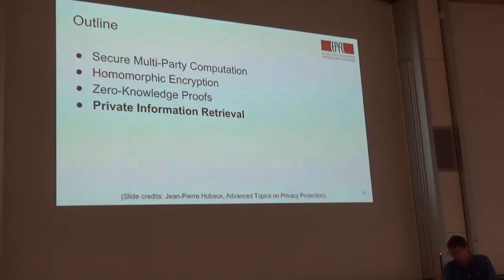Okay. So this was the third way of doing privacy-preserving cryptography. The last thing that I want to present today is the private information retrieval, which is a bit dumbed down. So it gets always simpler.